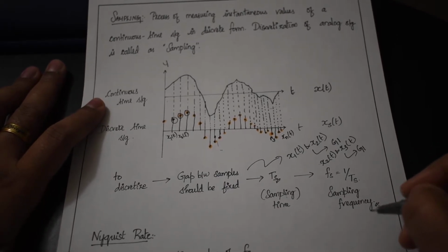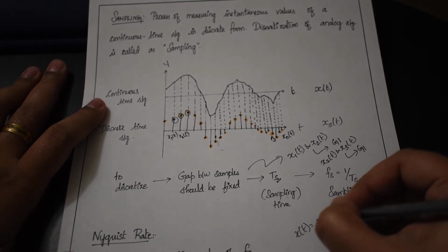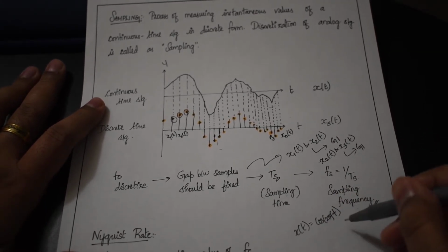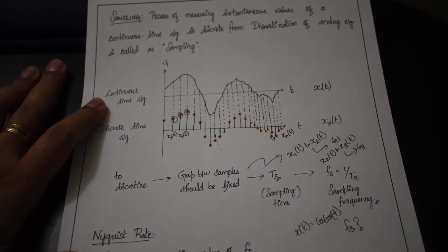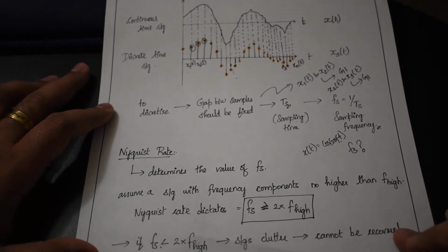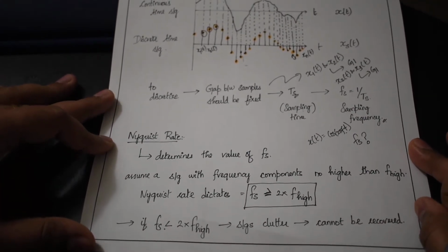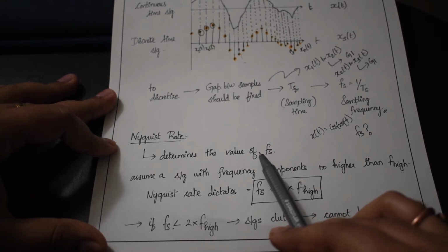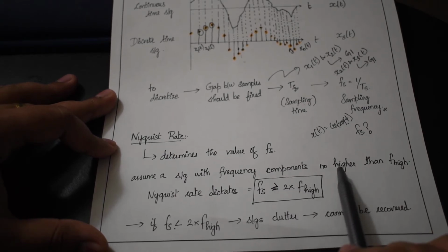So how do you determine the sampling frequency? Let's say that we have a signal x of t, which is cos 2 pi ft. If you have to discretize this signal, how do we find the fs, that is, the sampling frequency of the signal? This is determined by a theorem called the Nyquist theorem or the Nyquist rate. The Nyquist rate determines what value of fs should be used in order to achieve good sampling. Assume a signal with frequency components no higher than f high.